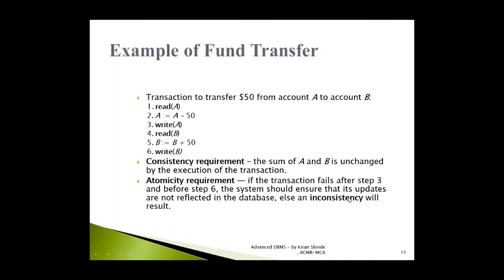But if the transaction fails after step 3, where we are focusing on this write A operation, what should happen? The system should ensure that its updates are not reflected in the database, else an inconsistency will result. It means if the transaction fails at step number 3, as per the atomicity property, this transaction should roll back, and again it should start from the beginning. So that is the assurance in order to see whether atomicity is preserved.